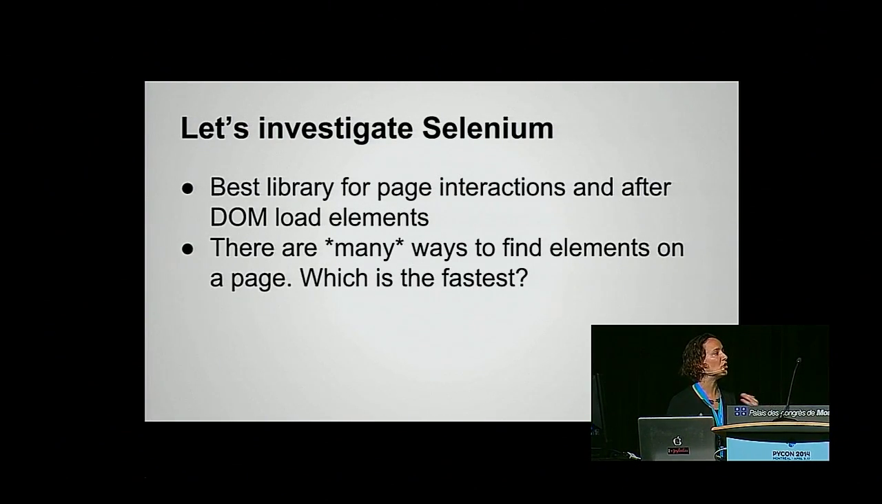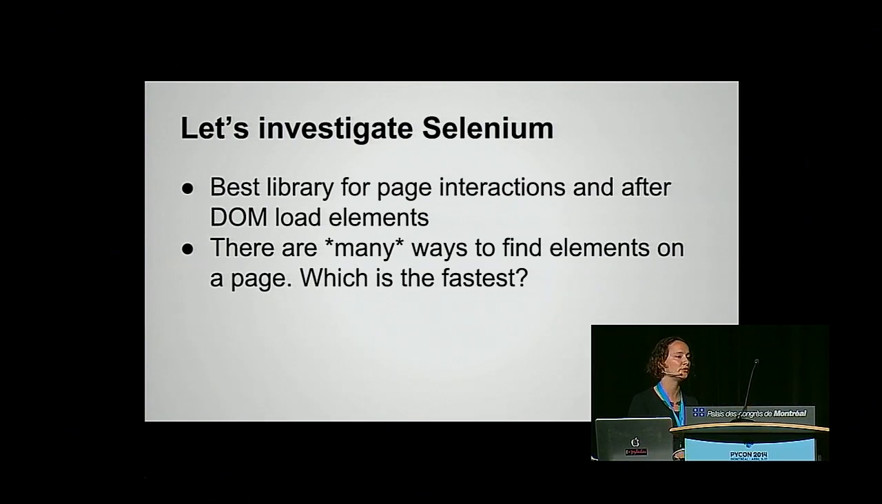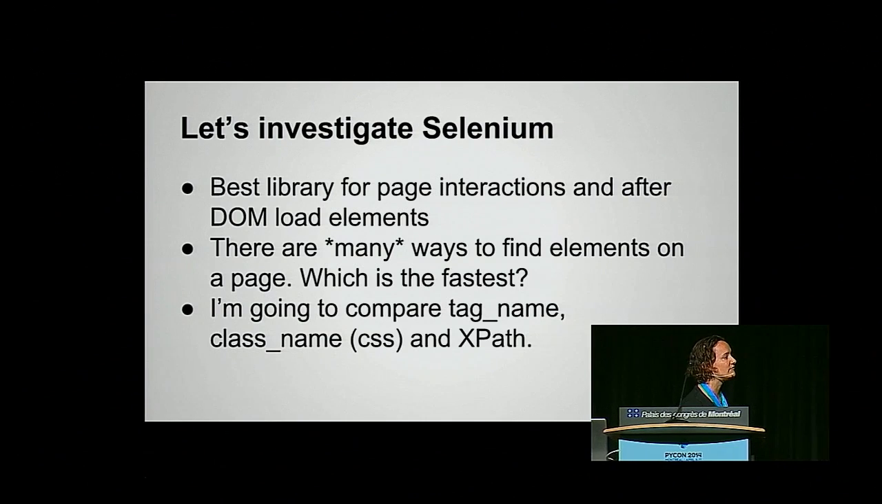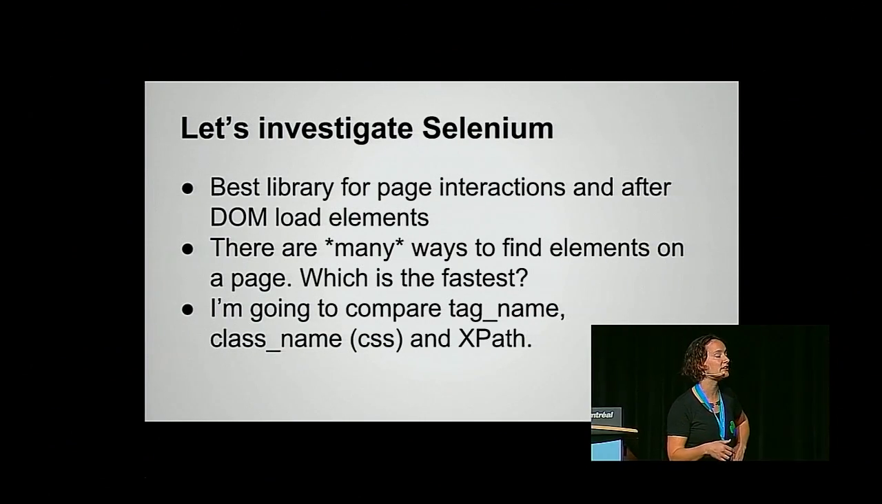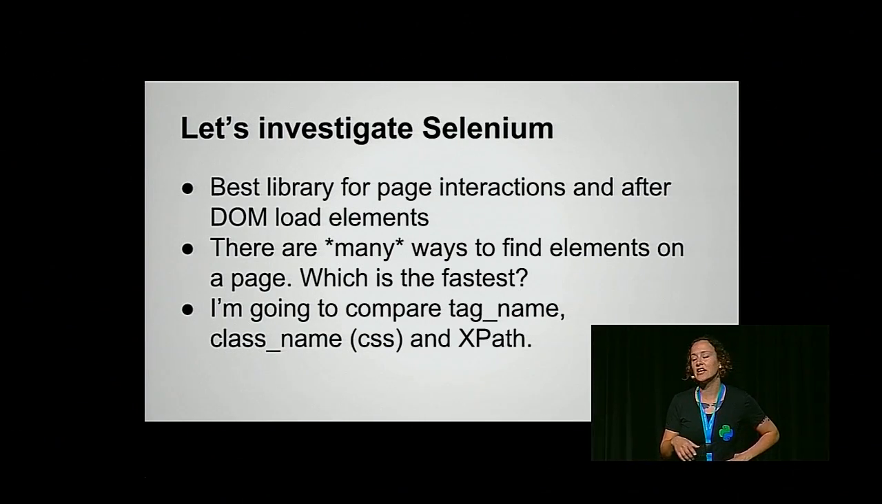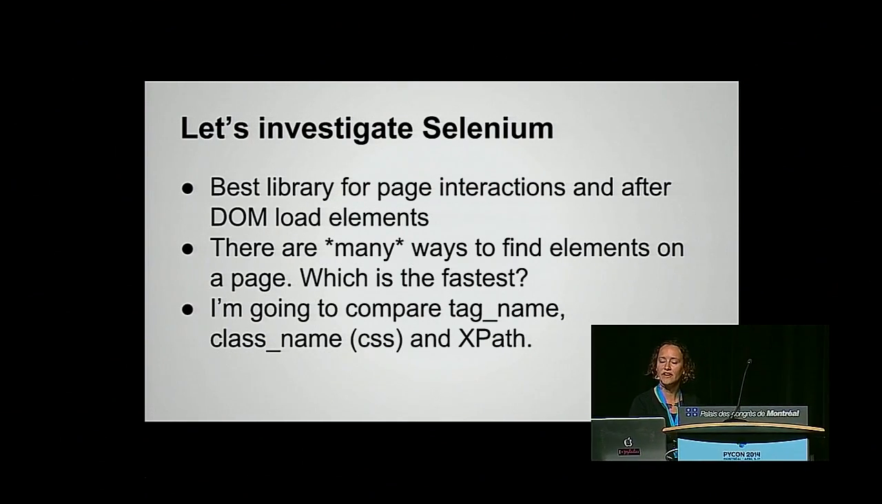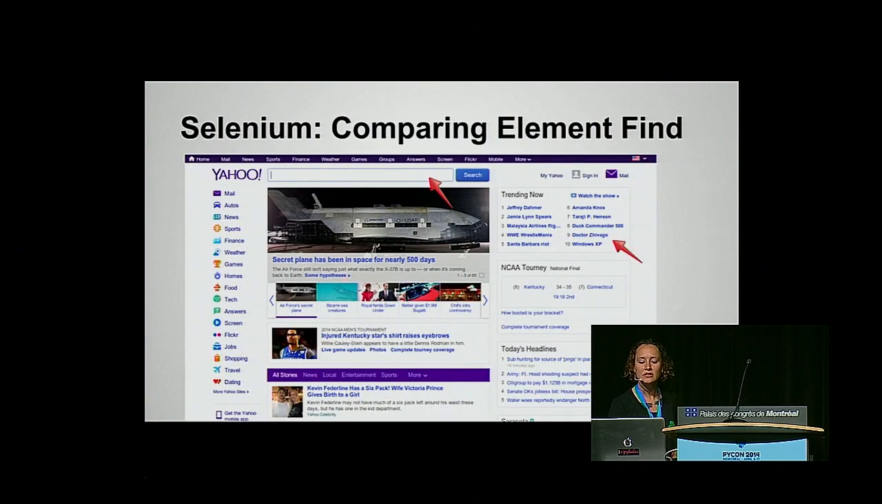Selenium also gives you a whole lot of ways to find elements on the page. And I wonder to myself, when I code Selenium things, I'm already losing so much time loading a browser and clicking through things. What's going to be the fastest in terms of finding elements? And so I'm going to compare find element by tag name, find element by class name, and find element by XPath. There were others to compare, but I find that I use these the most.